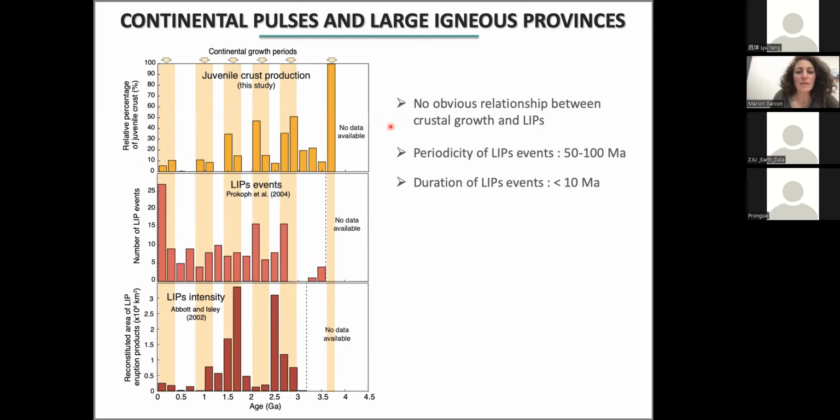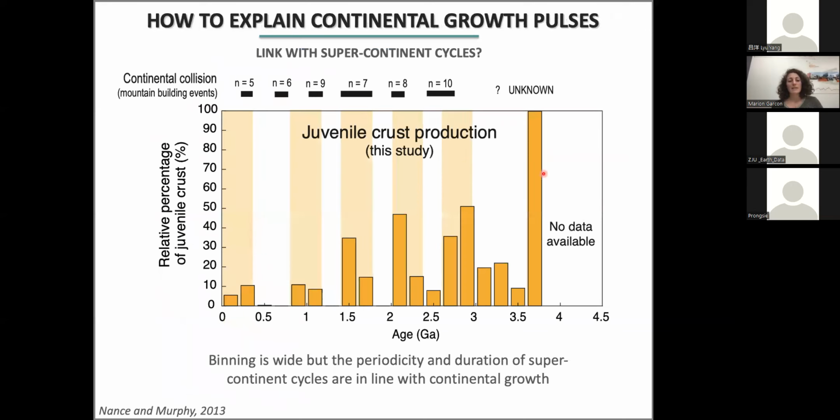Another argument is that the periodicity of LIPs and their duration is not very consistent with what I found here, because the periodicity of the episodic growth is mostly around 500 to 700 million years, so not in line with the periodicity of the LIPs record. Instead, this periodicity is more in agreement with the supercontinent cycles. The supercontinent cycles are not very well defined, but here is one estimate among others, where you have an estimate of the potential mountain building events that correspond to the assembly of supercontinents.